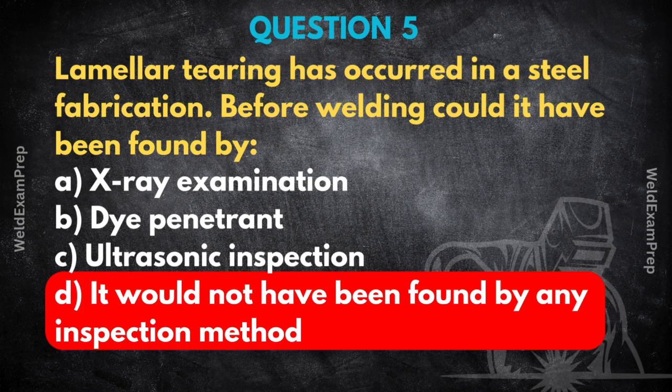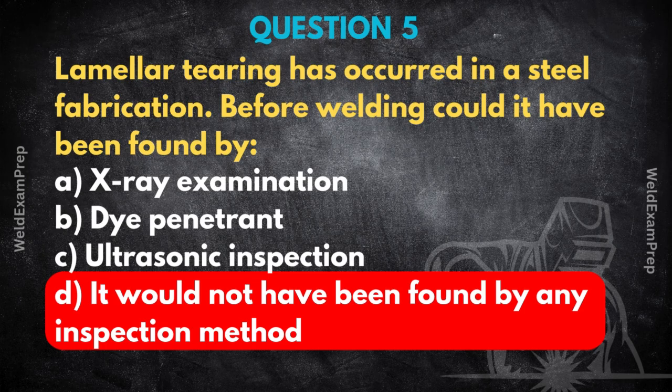Right. And the other methods, why wouldn't they work beforehand? Well, X-ray. That finds internal flaws after welding. It can see cracks, porosity, yes, but the tear isn't there pre-weld. Okay. Dye penetrant, that's for surface-breaking defects only. Lamellar tearing is usually subsurface and again not present before welding.